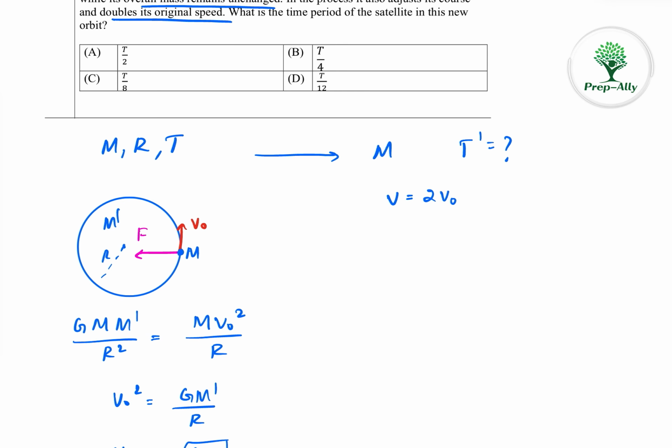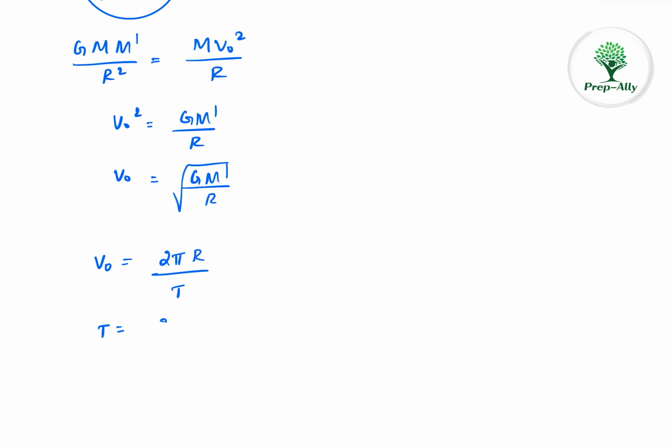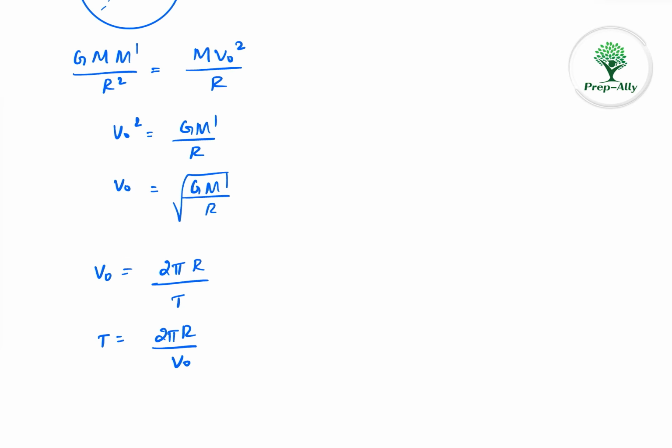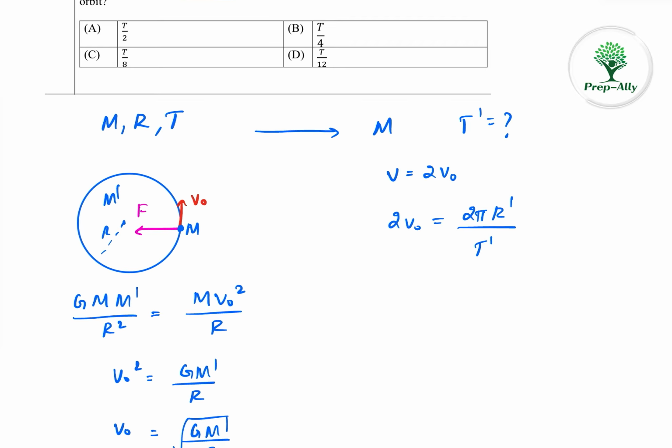We also need to find the time period t. Now velocity is what? Distance by time. Satellite takes one time period to go through the whole circumference of the orbit, the length of the orbit. Nothing but circumference. It is going to be 2 pi r by t. So we have a time period t of 2 pi r by v naught. Here it is 2 v naught. That is going to be new time period 2 pi r dash by t dash, where r dash is the new radius.